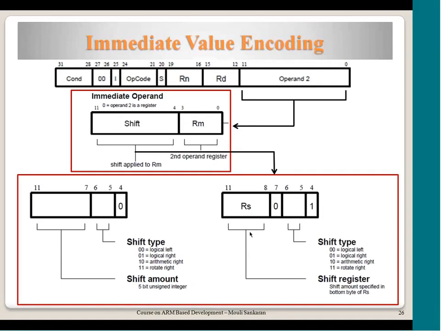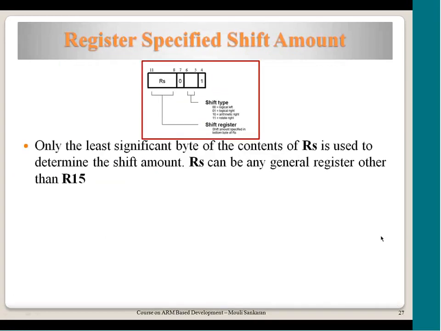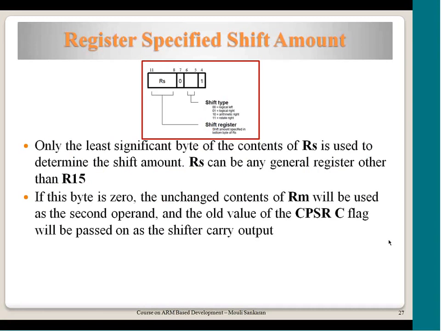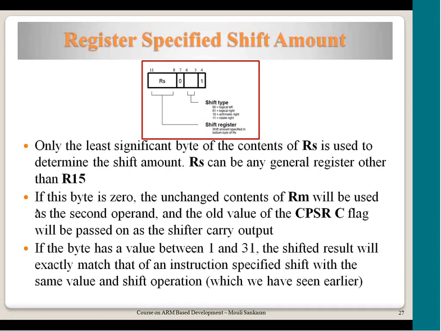Please understand this. Okay, now let us see the different combinations of this. Let us go a little faster because it is simpler. You can mention any register as Rs except for R15 of course. Suppose you mention R1 and R1's least significant byte was 0, it will not perform any operation, it will just quietly come out, which means it will pass on the value of Rm without making any changes to it. And then if the value is between 1 and 31, it will be similar to whatever we have seen so far.